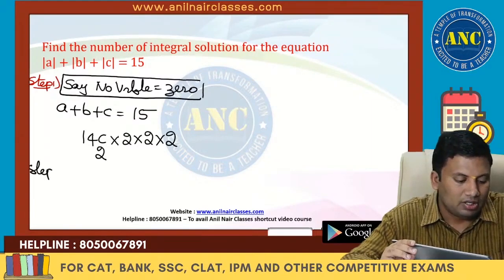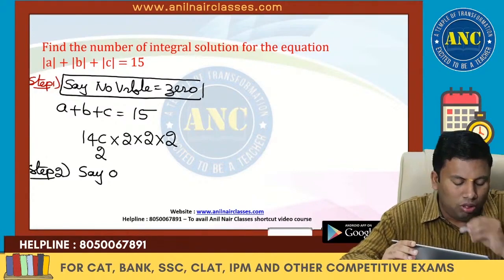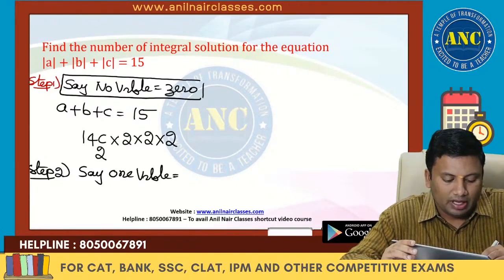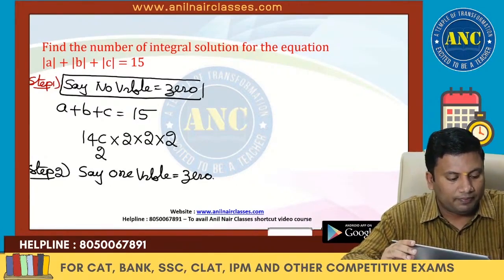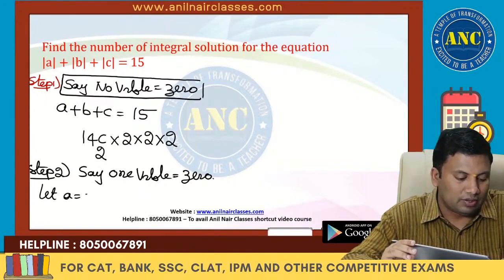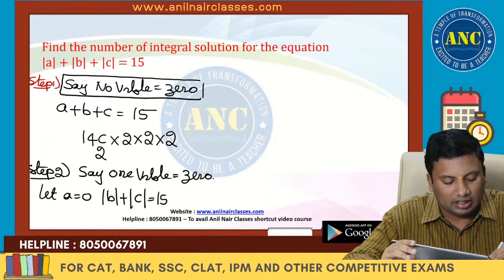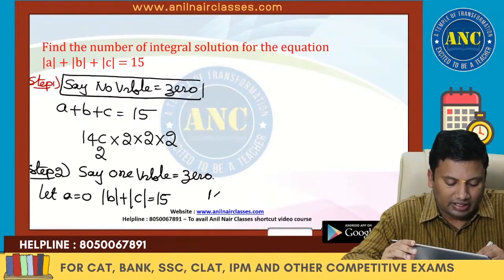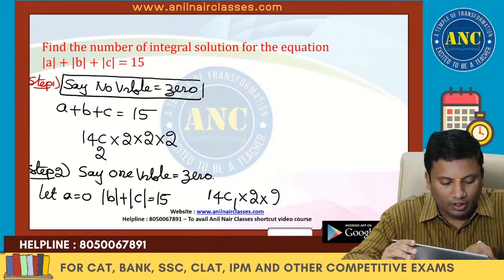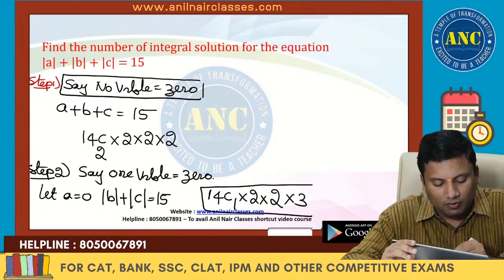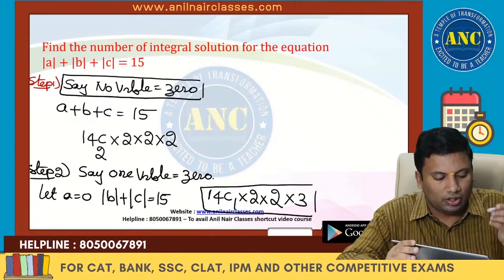Step number 2. Say one variable is 0. Let A equal 0. So this will become mod B plus mod C, which is nothing but 15. It is nothing but 14C1 into 2 into 2. One variable 0 can be A 0, B 0, C 0, so 14C1 into 2 into 2 into 3.